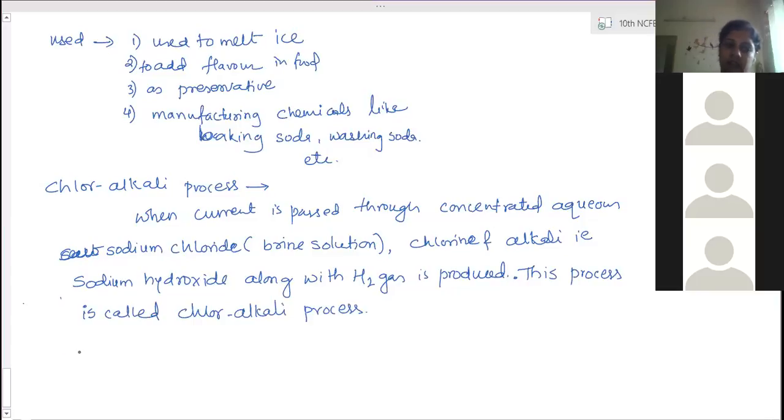Okay. And the reaction, remember properly, don't make any mistake. If you don't forget this current, then it will form NaOH plus H2 plus Cl2.